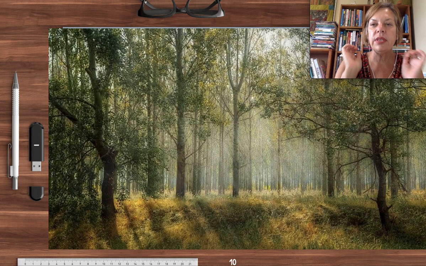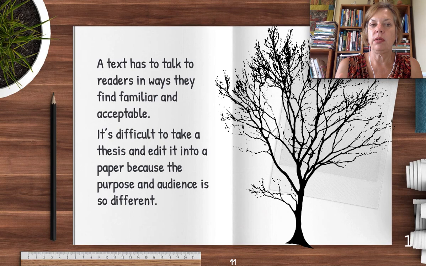Your thesis is like this forest. You've got many, many trees in the forest. Your paper is like one tree. So what I'm trying to get at by looking at these different audiences is that you write papers for a specific audience. You construct it, you tailor it, you shape it for that audience.